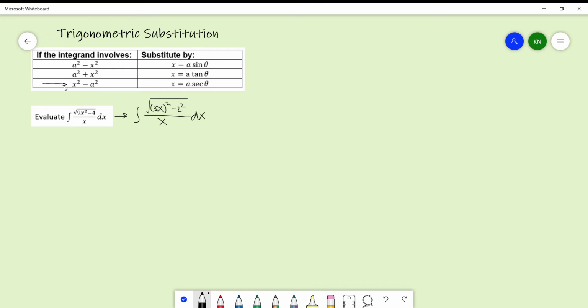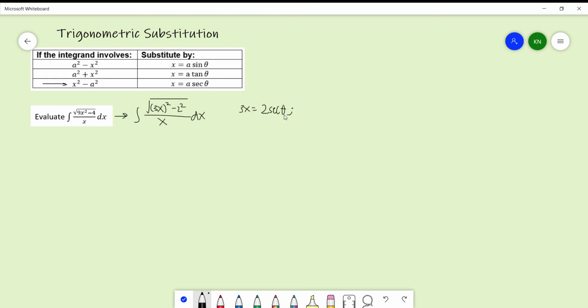As you can see, this comes in the same format as x squared minus a squared. Meaning to say, (3x) squared minus 2 squared is equivalent to x squared minus a squared. Now the x here is 3x in our example, so our 3x can be replaced by a secant theta. Our a from the example is equivalent to 2, so 3x is equivalent to 2 secant theta.